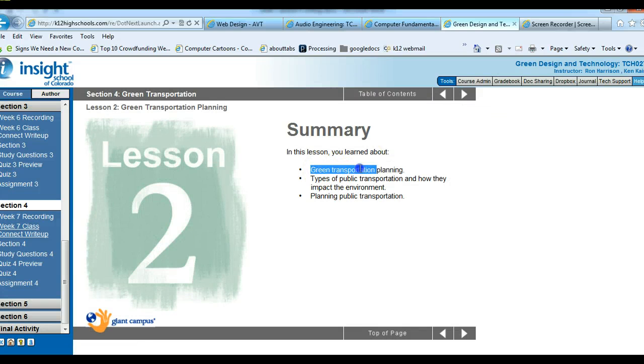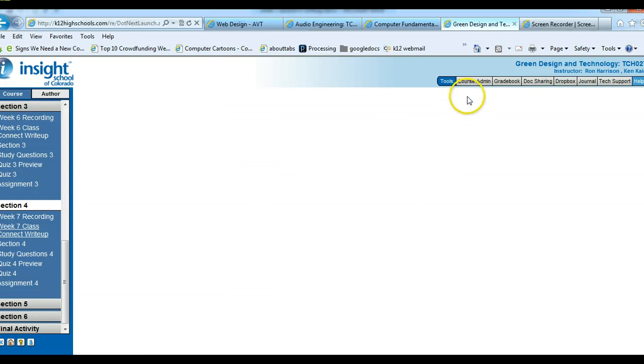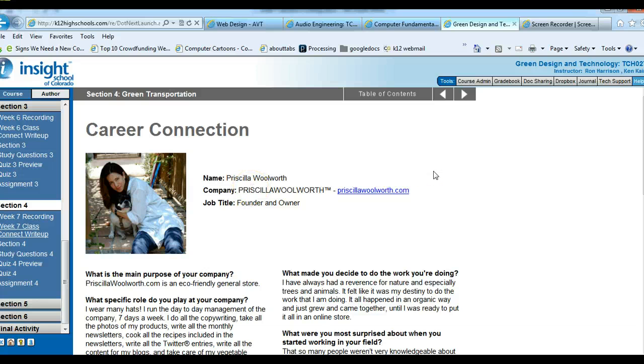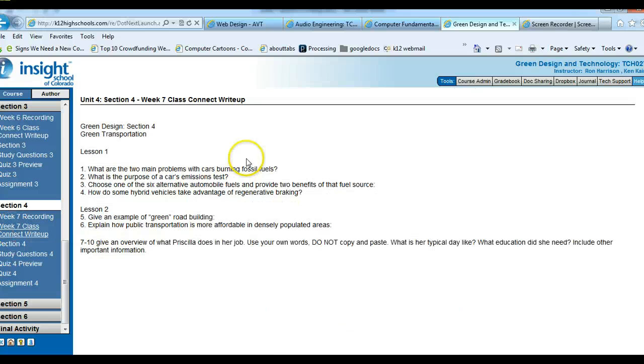So in summary, we looked at green transportation planning, different types of public transportation, and planning for public transportation. Now last, you have the career connection, so you read about Priscilla, and I clicked her link, and the web page doesn't come up, so maybe something's happened with Priscilla's job, I don't know. But anyway, you can find out about her company, what Priscilla tries to do. So back to the write-up. In lesson 2, we talked about green road building, and we talked about how public transportation is more affordable in densely populated areas. And then, of course, for numbers 7 through 10, we talked about Priscilla's job.